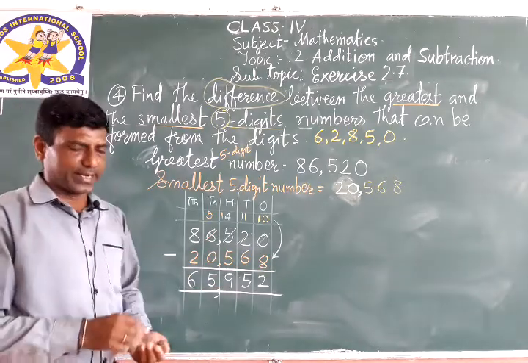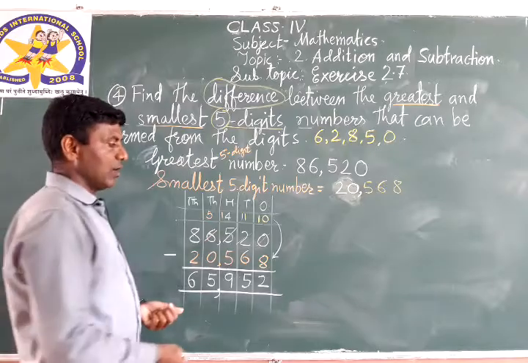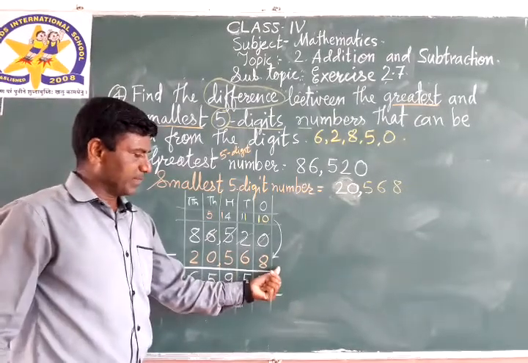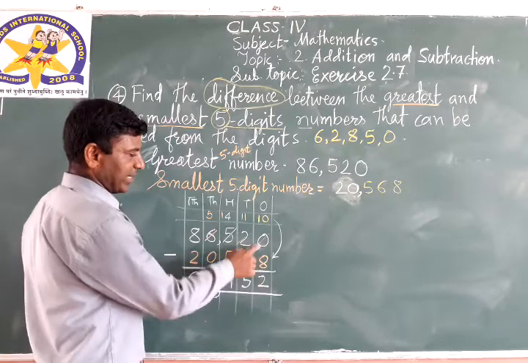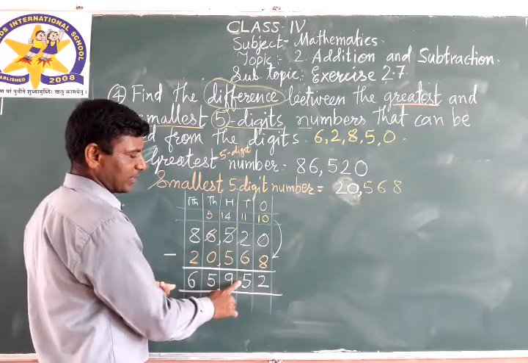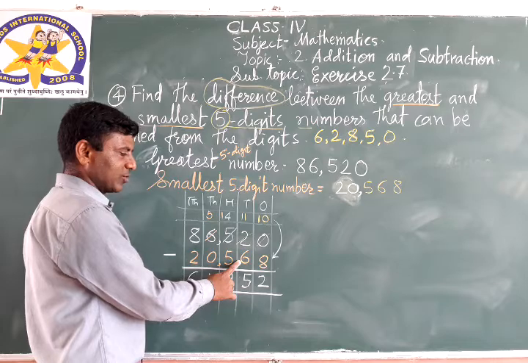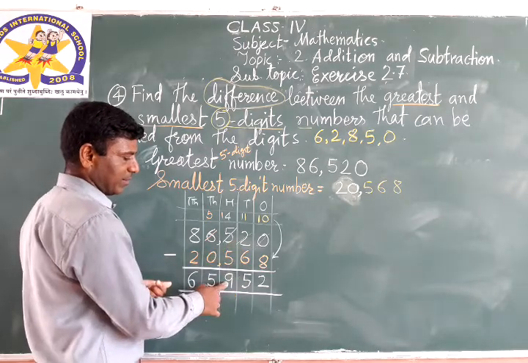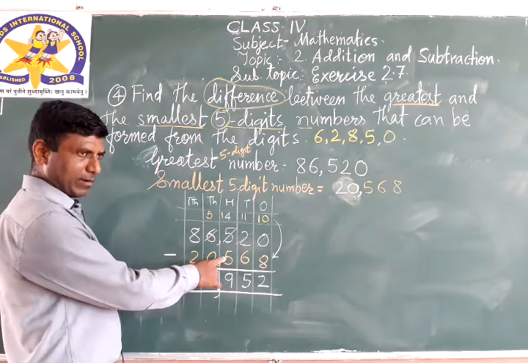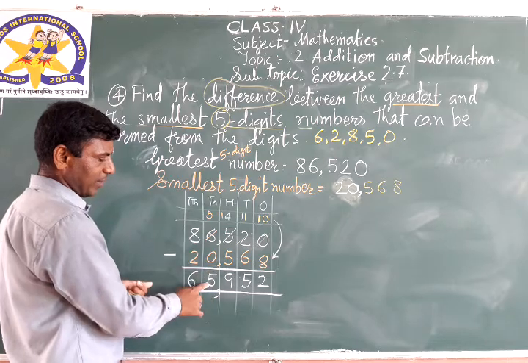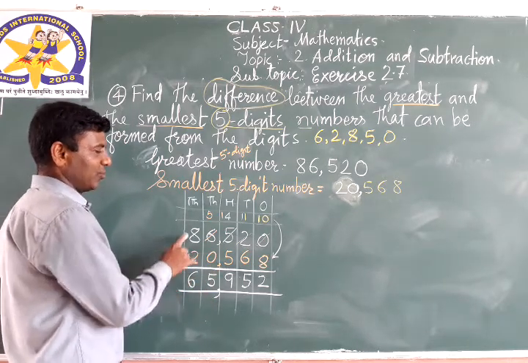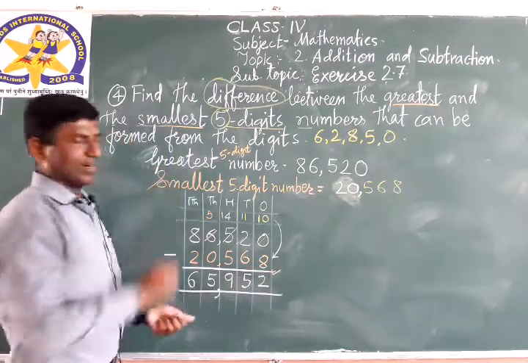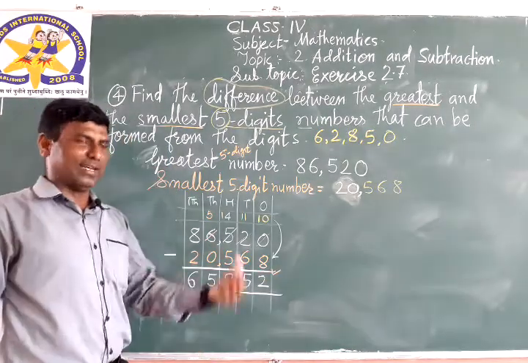Check whether the answer is right or wrong. How are we checking? Subtrahend plus difference. You will get the minuend. 8 plus 2, 10, 0, carry 1. 5 plus 1, 6, 6 plus 6, 12, 2, carry 1. 9 plus 1, 10 plus 5, 15, 5, carry 1. 5 plus 1, 6 plus 0, 6. 6 plus 2, 8. Means our answer is right. Like this, you have to check orally.